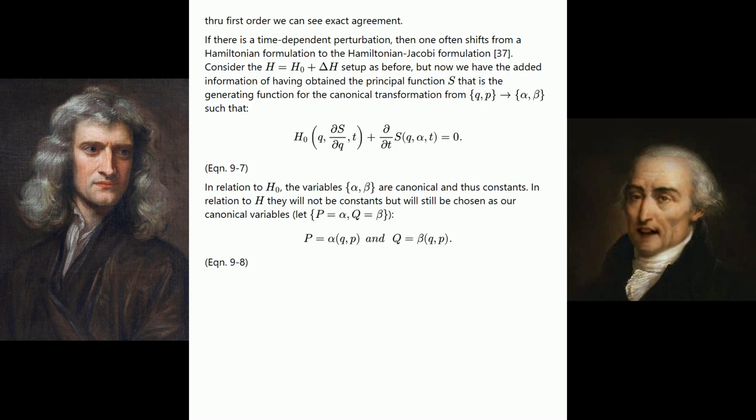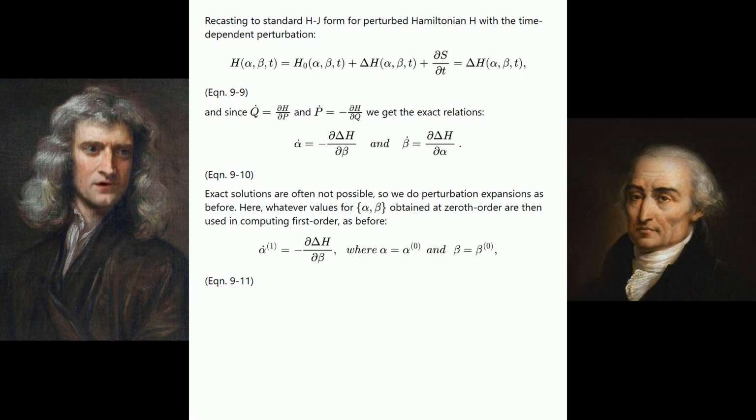See equation 9-7. In relation to H sub 0, the variables, the set alpha beta, are canonical and thus constants. In relation to H they will not be constants but will still be chosen as our canonical variables. Let the set P equals alpha, Q equals beta. See equation 9-8. Recasting to standard HJ form for the perturbed Hamiltonian H with the time-dependent perturbation.